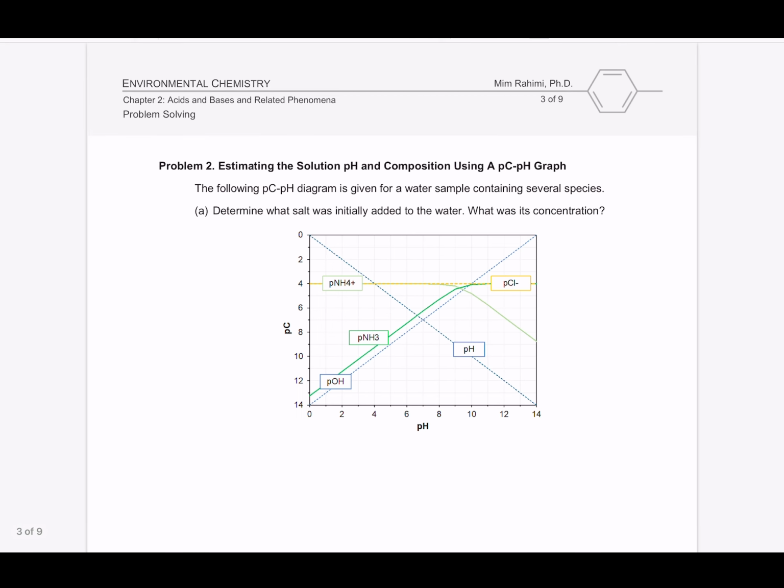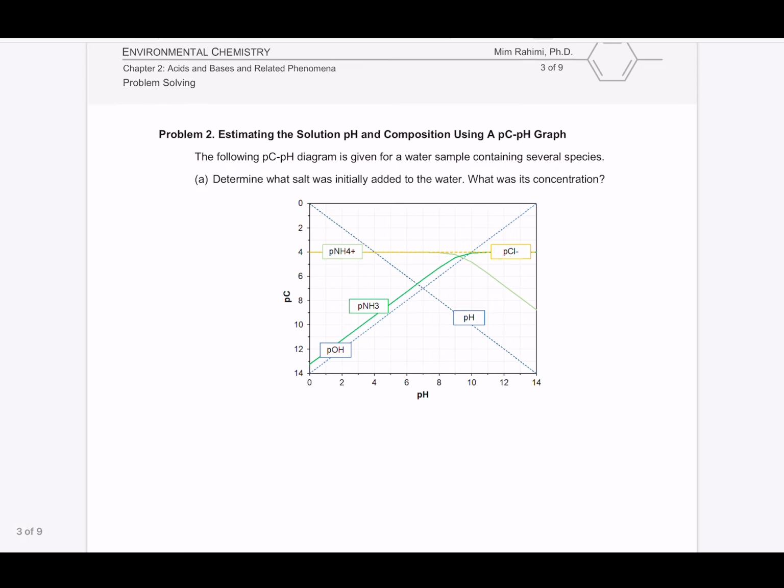So the second question is basically more on the graphical side of the pH evaluation. The question is asking us to determine first what was added to water that we get such a graph, and then what was the concentration, and later try to calculate the pH of the solution based on the graph that is given. So the first part is basically what was in the solution.